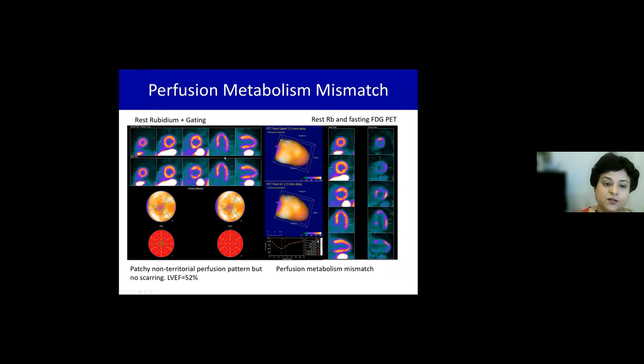Just showing you a scan of a patient here, what we actually see. So this is a rubidium perfusion scan. You can see we are slicing the heart in different angles. This is the uptake within the stomach, which is quite normal. Rubidium also goes to the stomach.